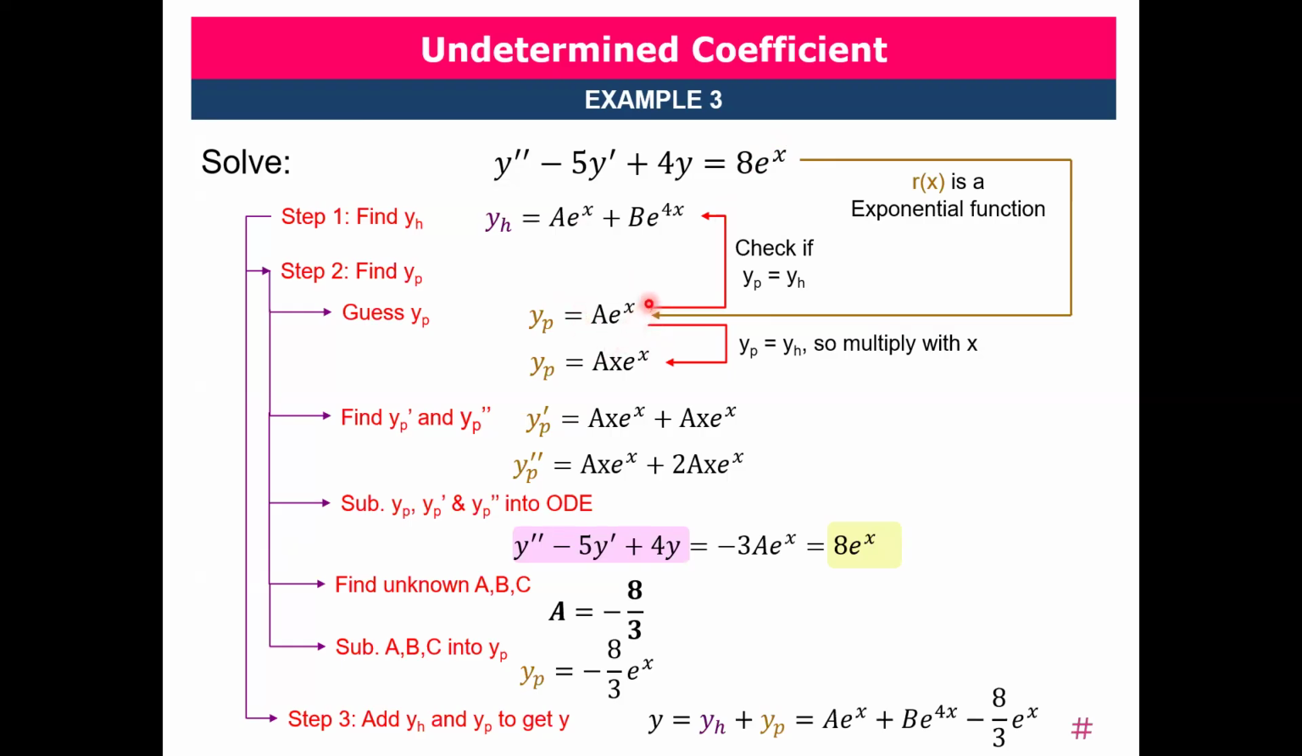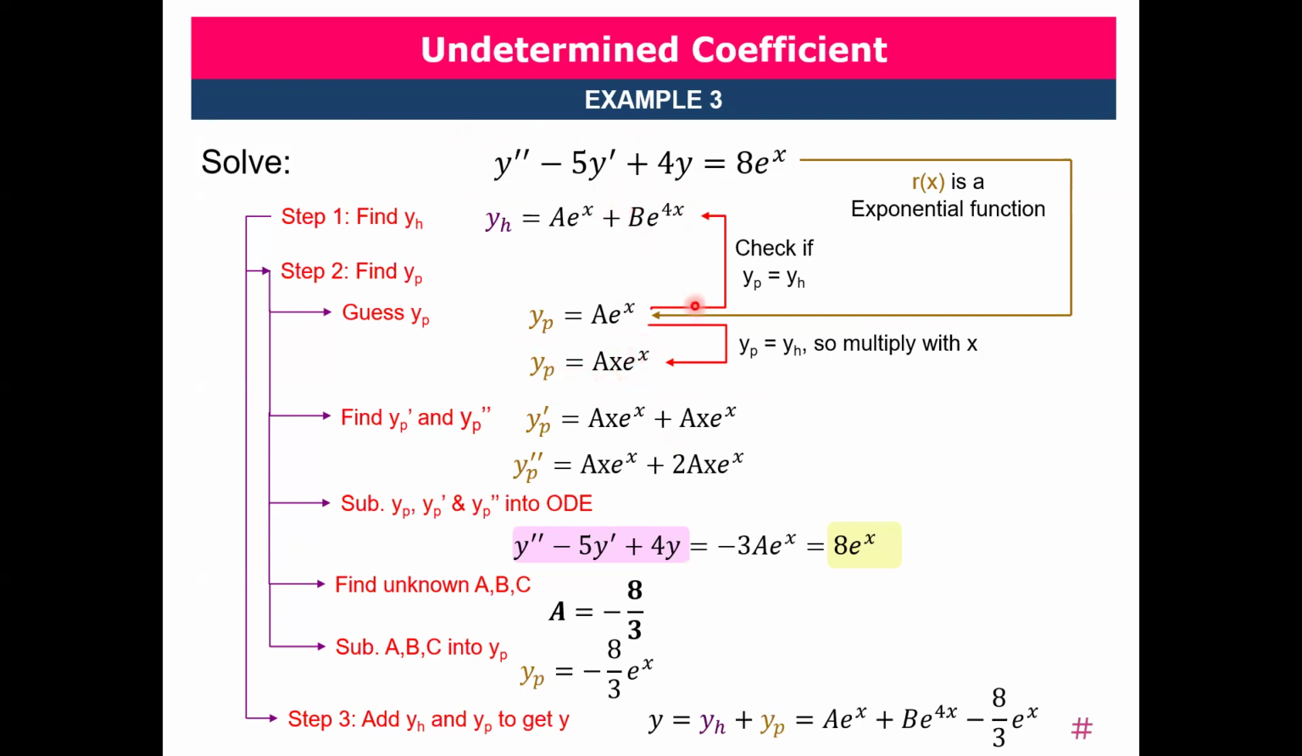So we have to modify this so that it is not equal to YH by multiplying by x. So we get A x exponent x. Now we have to check again if there is any equal terms. Sometimes if you have an equal root, remember this, there will be an x here, B x exponent x. So if there is still an x here, the second YP that you get is still not a solution. So you have to multiply again with x. So your YP will be A x squared exponent x.